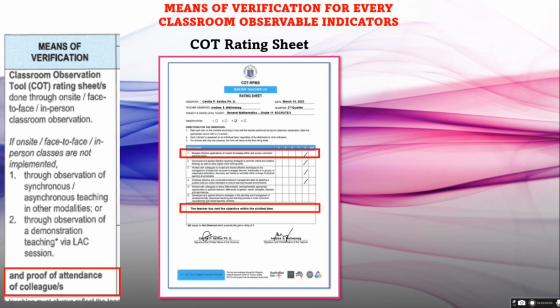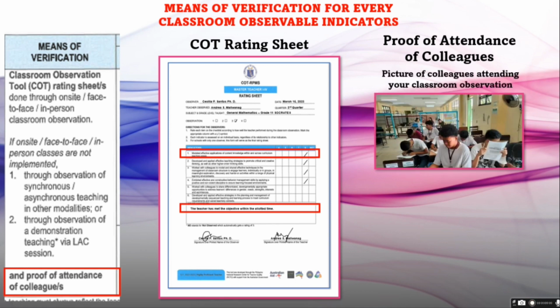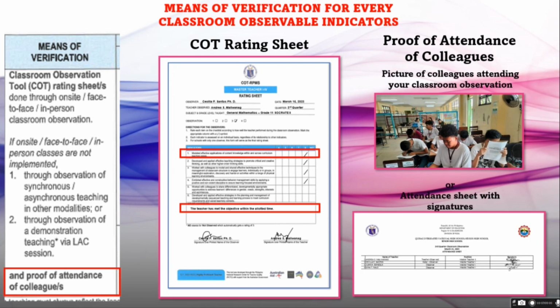And of course, we also have to attach proof of attendance of colleagues who were there during our classroom observation. This can be in the form of a picture of colleagues attending your classroom observation or an attendance sheet with signatures. So, nakasulat yan yung mga pangalan ng umattend na colleagues and their signature.